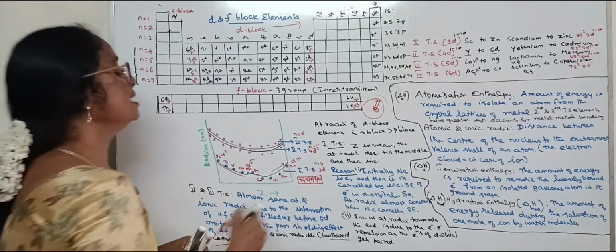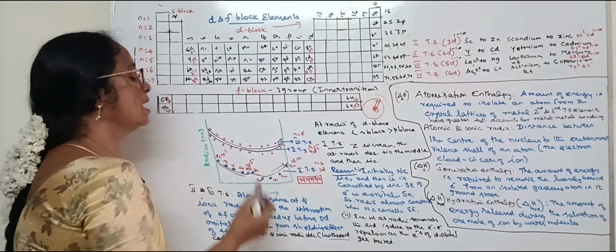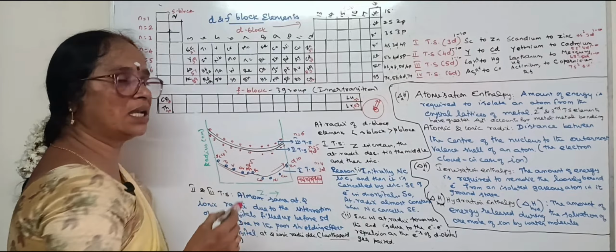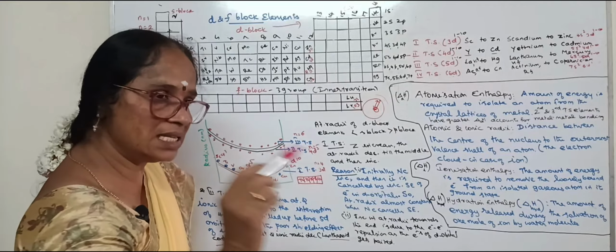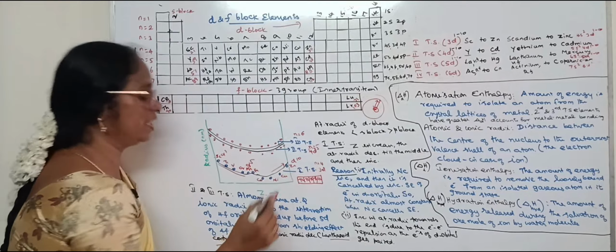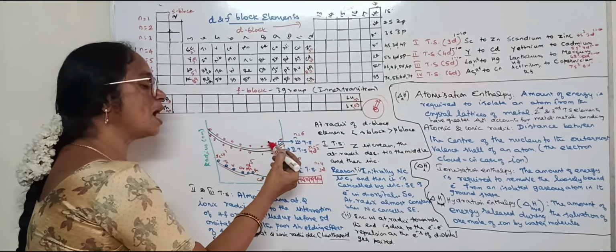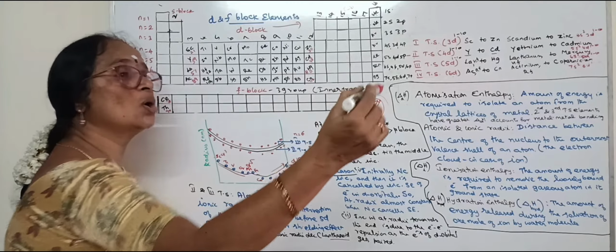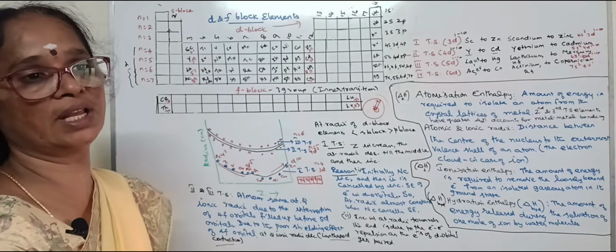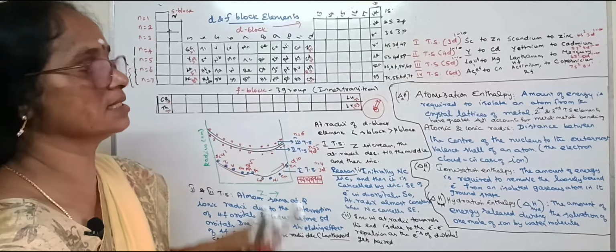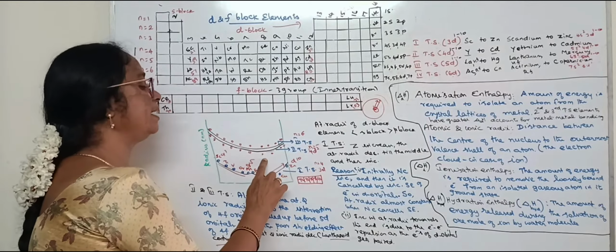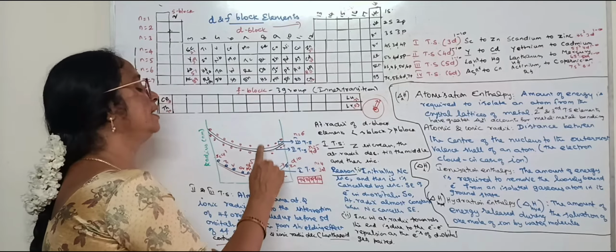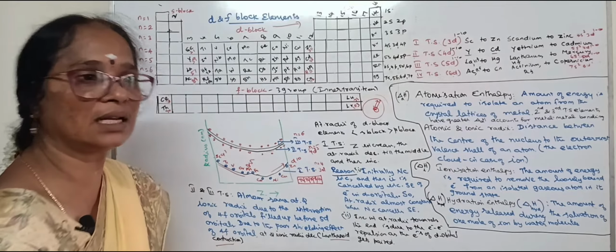So we can say second and third transition series have almost the same atomic and ionic radii. This is due to the imperfect shielding of 4f orbital in the third transition series that causes a total reduction in the size of the third transition series. Therefore, the atomic radii of the second transition series show similarity with the third transition series.